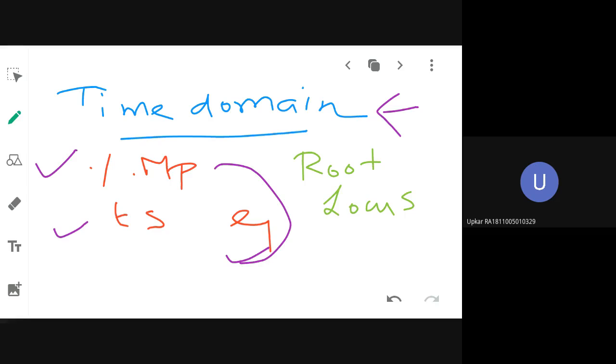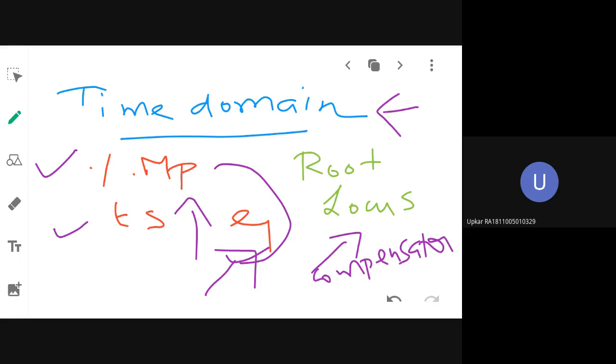Suppose in the problem statement it is specified in terms of zeta or percentage MP, then you will usually go for the root locus method to design the compensator. But I think in your syllabus the root locus method of plotting is not included. So let me check it with the coordinator again, and if it is included, I will teach you root locus based time domain design.